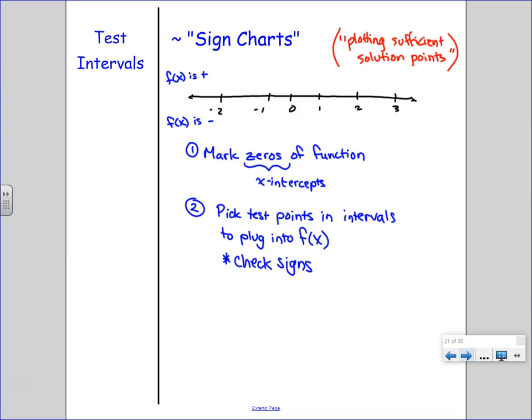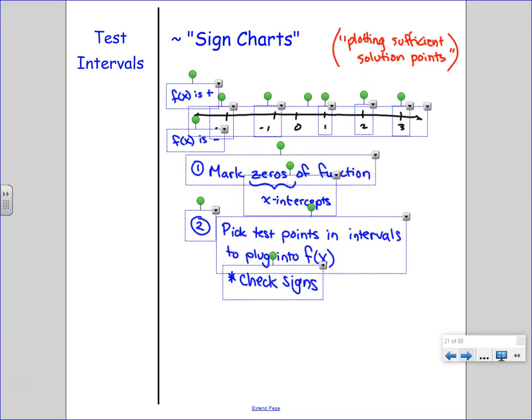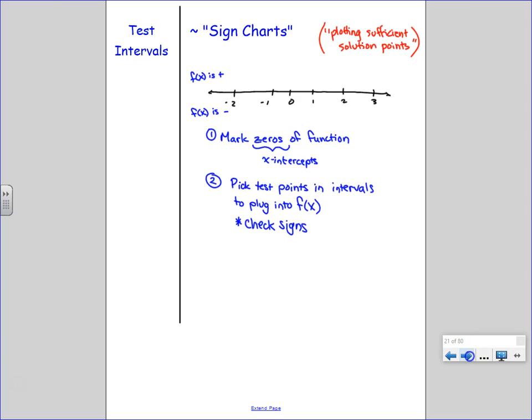You don't have to write all this down every time you see these directions. These are just the steps, the directions for how to go about plotting the sufficient solution points. But if we know eventually we're getting points, we are going to make a quick table.